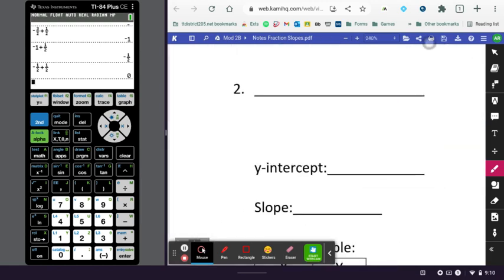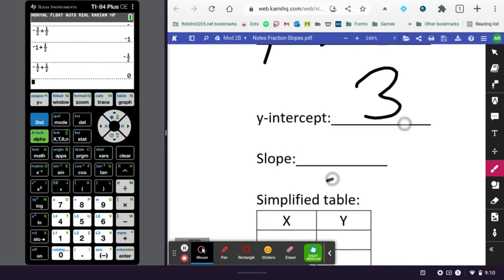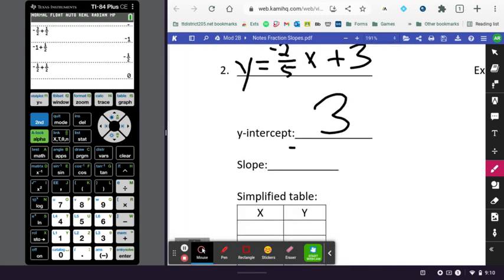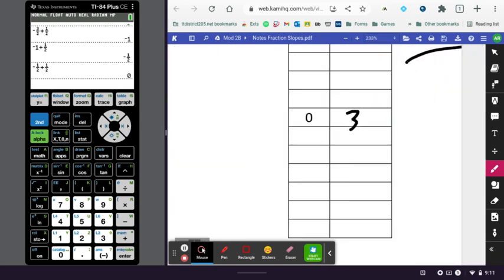Let's look at another one. Let's say we have y equals, let's do negative 2/5 x plus 3. 3 is my y-intercept. It's the number without the variable. Negative 2/5 will be my slope. So looking at my expanded table, I'm starting with 3. And let's fill in the x's here.